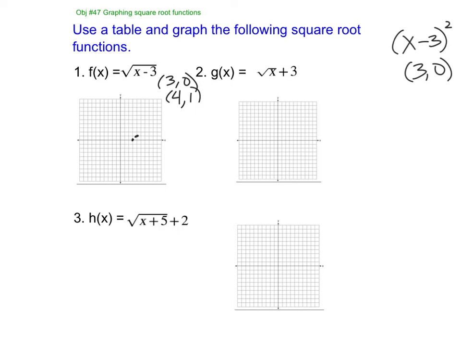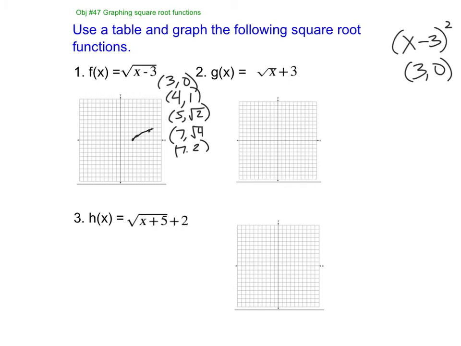Now, I don't really want to plug in 5. If I plug in 5, I get the square root of 2. I don't know what that is. So what's another good number to plug in? 7. If you plug in 7, what do you get? That's the square root of 4, which is 2, so 7, 2. And notice that is actually over 4, 1, 2, 3, 4, up 2. The square root of 4 is 2. So this is our shifting rule.